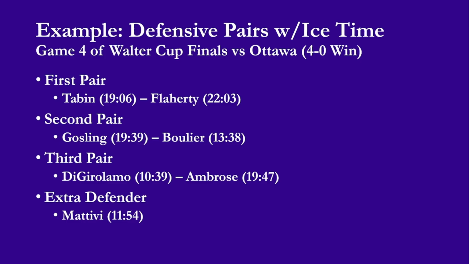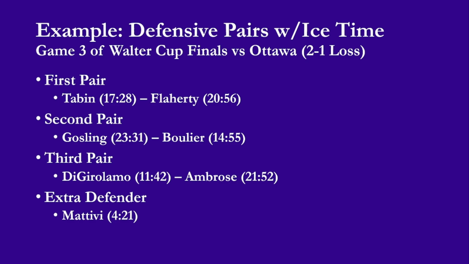Like I said, Montreal mixed up the pairs a bit. Ambrose played with Gosling quite a bit. They also used Mativi to give players an extra shift off to rest and recover, and they're able to roll her out there and kind of keep their defenders fresh.